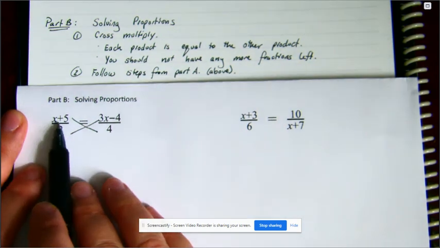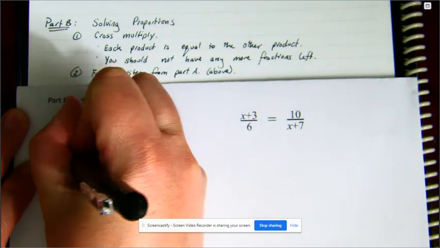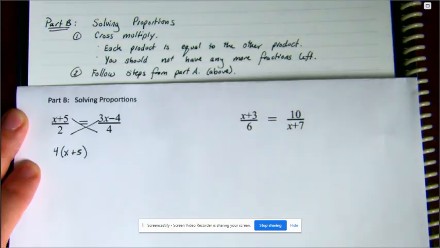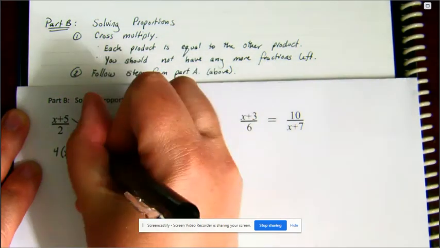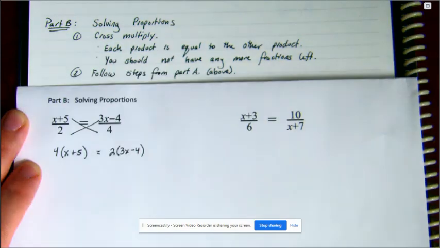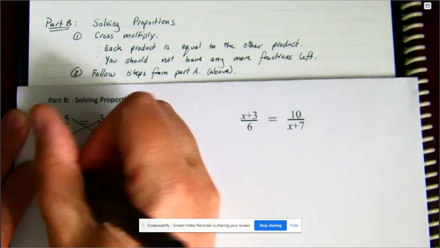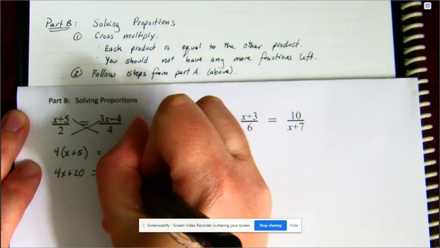So when we do x plus 5 times 4, 4 is going to multiply with both pieces of x and 5. When we do 2 times the 3x minus 4, that's going to be distributed to the 3x minus 4. So you want to make sure that you are going to multiply everything of those two pieces. So over here, we're going to get 4x plus 20 is equal to 6x minus 8.